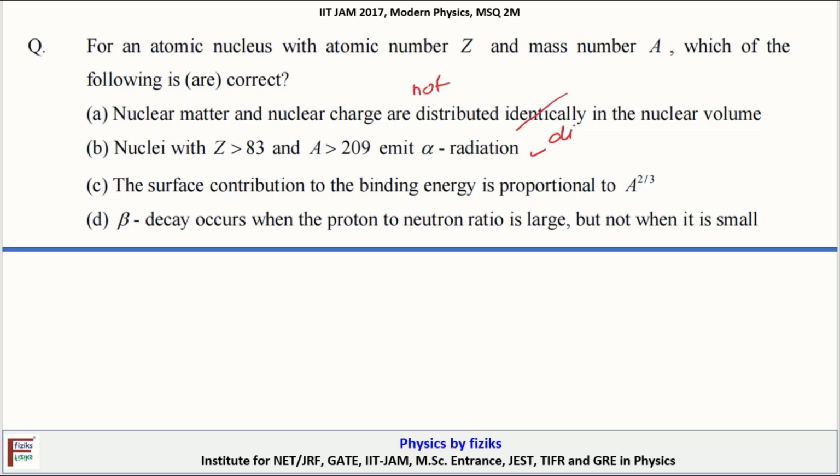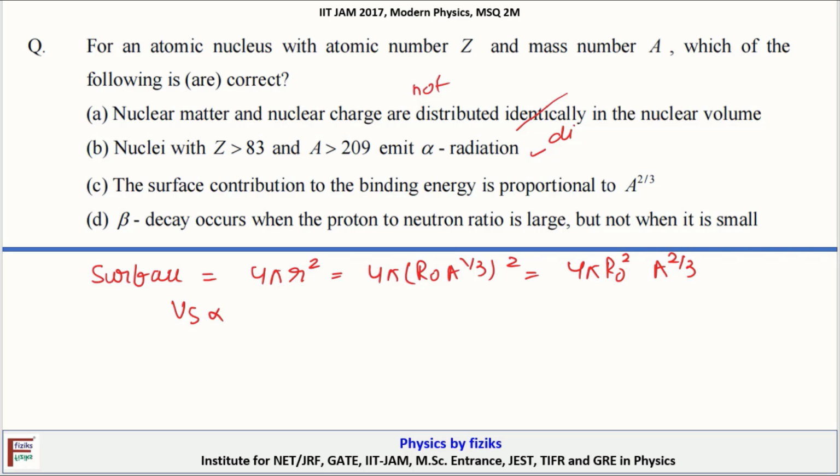The surface contribution to the binding energy is proportional to surface area, which is defined as 4 pi r square. That means 4 pi (r naught A to the power 1 by 3) square, that is 4 pi r naught square A to the power 2 by 3. So Vs is proportional to A to the power 2 by 3. That statement is also correct. Beta decay occurs when proton to neutron ratio is large. No. This statement is incorrect.